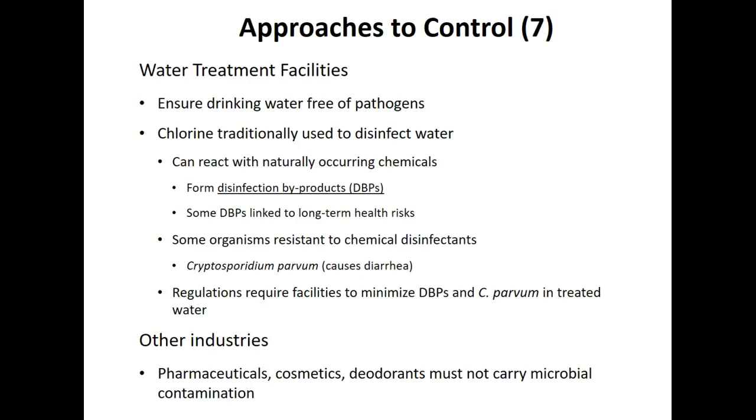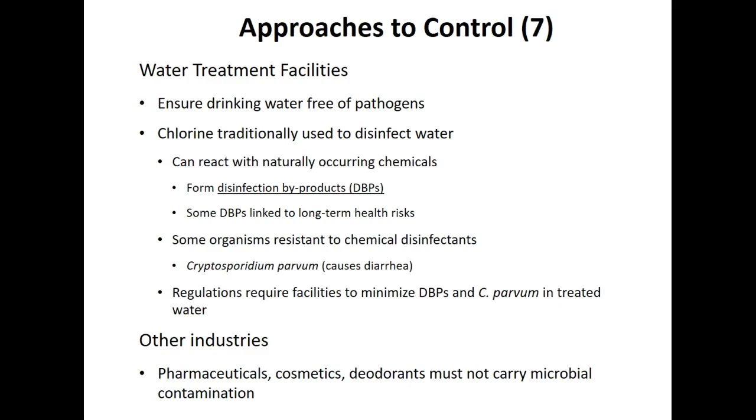Once again, as we mentioned, water treatment facilities are obviously necessary in order to try and provide us with clean drinking water. Most traditionally, chlorine is used to try and decontaminate most municipal water supplies. You can see there are some potential drawbacks with that. Chlorine can react with naturally occurring chemicals to form what are called disinfection byproducts, and some of these can be linked to long-term health effects. There are some organisms that become resistant to chlorine. Some actually form protective structures that try and prevent the effects of chlorine gas there.